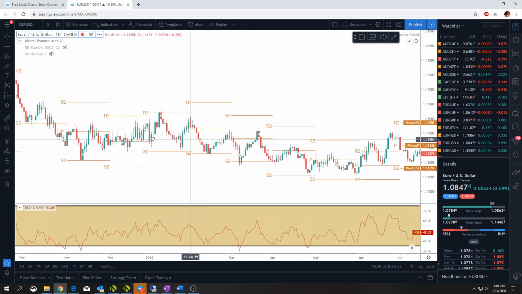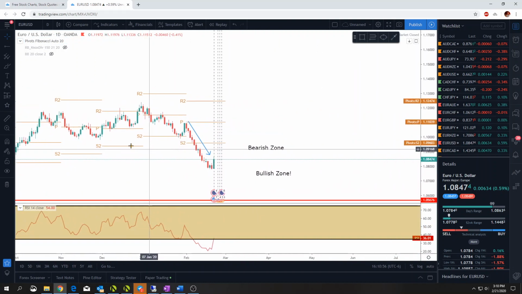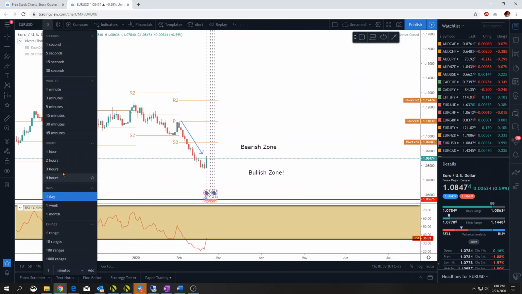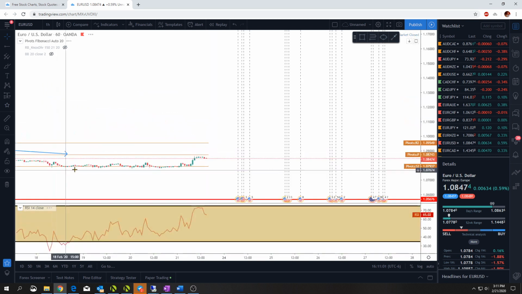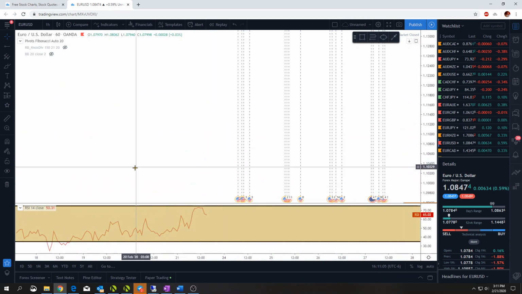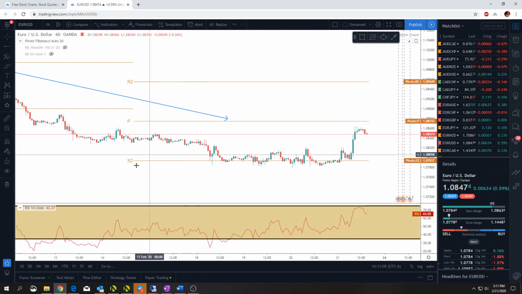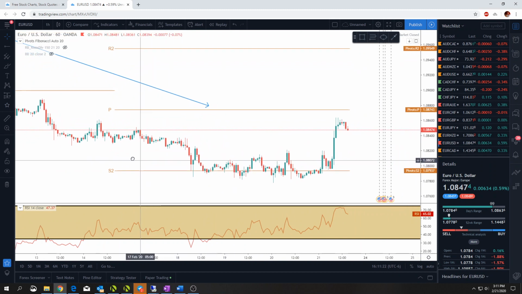So let's just say you want more plays. Let's go to a 1 hour. I use the same exact strategy on a 1 hour. Now, what I'm going to tell you guys, this is the same pair. Obviously, the pivots are going back 20 hours now, not 20 days, because each candlestick's an hour. Let's get a little depth on here.